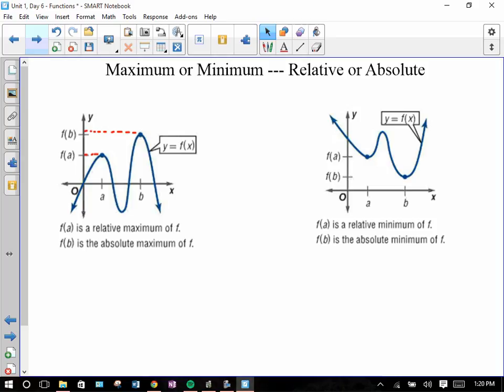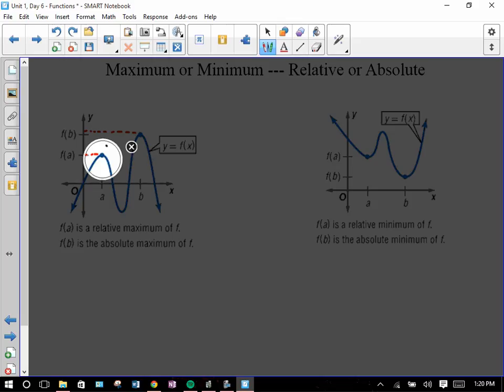This is not an absolute maximum, because this point is higher. However, this is still a maximum. And we call it a relative maximum because relative to its location, it is the highest point. If I look just right there around that point, there's nothing higher than that point right there. So relative to this point, it is higher than all the other points. So that is a relative maximum.